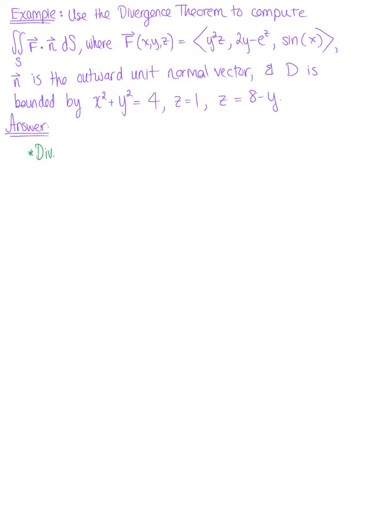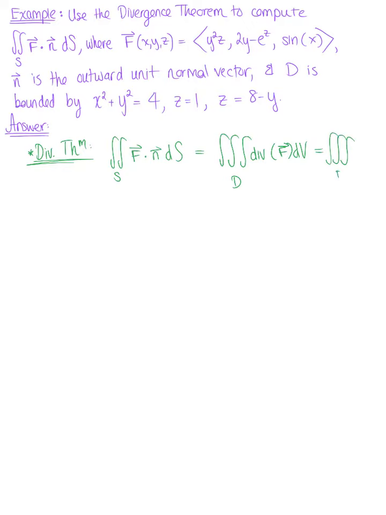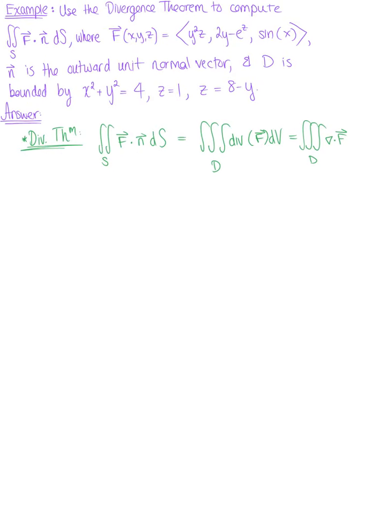So let's just begin by reminding ourselves of our divergence theorem here. We know that the divergence theorem takes the vector surface integral and converts it to a triple integral over the solid region D of the divergence of our vector field, dV. And we can even think about this in its computation form, which is the gradient dotted with the vector field F, dV.